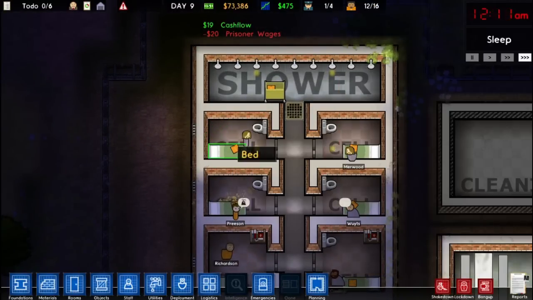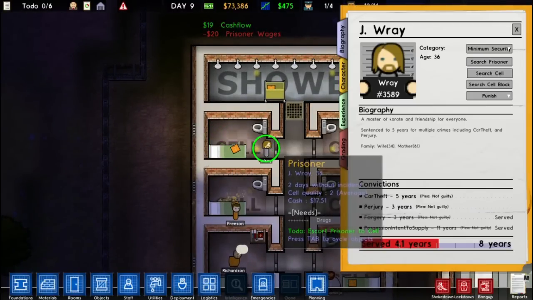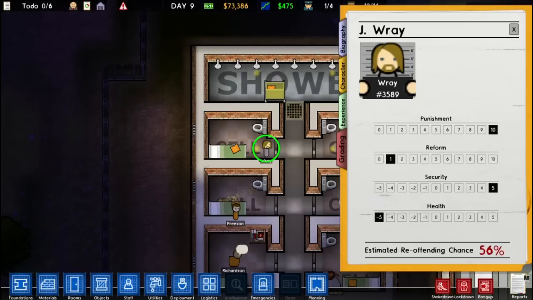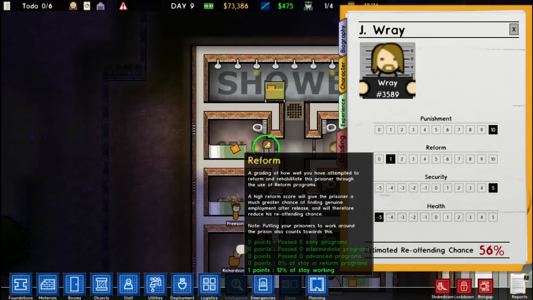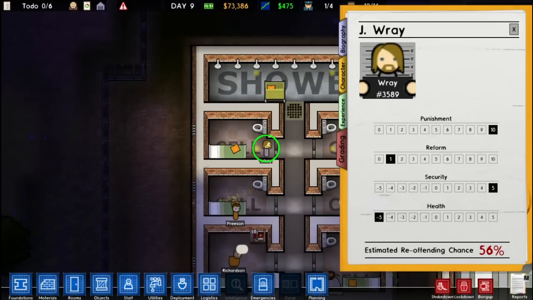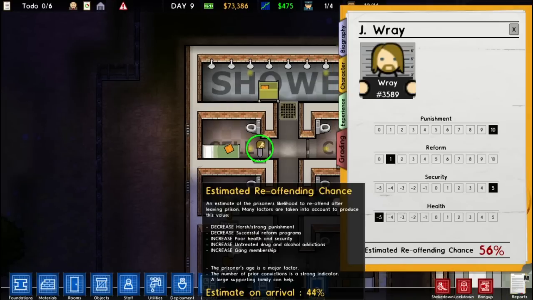If we right-click a prisoner and we go to grading, we can see the effect of the prison on this prisoner. Now, there's 4 different categories. All of these factors will change the reoffending chance. Now, the reoffending chance is when they get released from jail, when their sentence is done, what is the chance that they're going to use their time out of jail to commit a crime that would get them back into jail? So as a result, we want this number as low as possible.